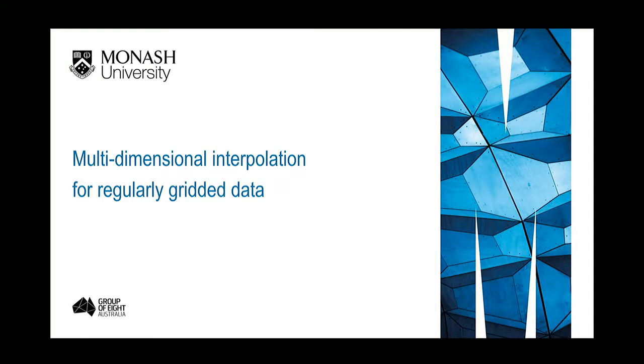Everything that we have looked at so far has involved interpolating in one dimension. Often, however, in real applications, we're going to want to interpolate in more than one dimension. We'll have data, for example, defined on a plane, so we have an x and a y coordinate, and some kind of function value defined on a surface. And we may want to interpolate that function. So that is known as multi-dimensional interpolation. And today we're going to look at multi-dimensional interpolation on regularly gridded data.